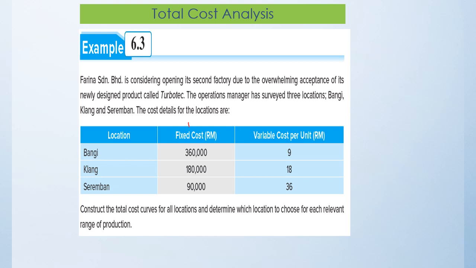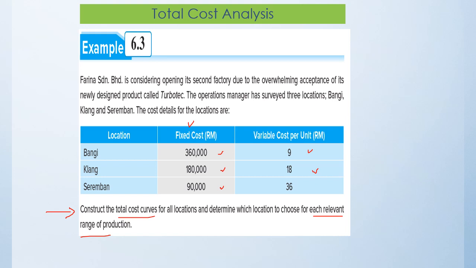The first cost given is fixed cost. Bangi 360,000, Kelang 180,000 and Seremban 90,000. And the variable cost per unit for the 3 locations are 9 ringgit for Bangi, Kelang 18 ringgit and Seremban 36 ringgit. So the question here says, construct the total cost curves for all locations and determine which location to choose for each relevant range of production.